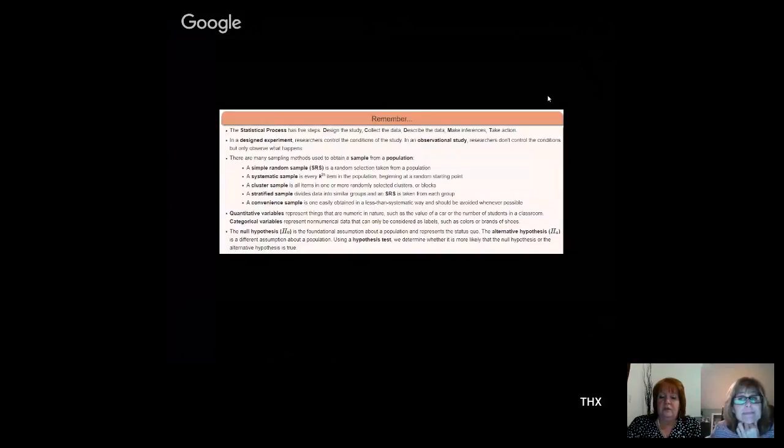Well, here's the chapter 1 summary. The second bullet says, in a designed experiment, researchers control the conditions of the study. In an observational study, researchers don't control the conditions, but only observe what happens. But isn't it controlled once they rolled the dice and decide every 6th cereal? Well, that's a control, isn't it? I think that's just a method of choosing a sample. But once you have a method of choosing a sample, it's no longer an observational study, right? Like if they're just like, go pick 6 boxes and they didn't specify anything.